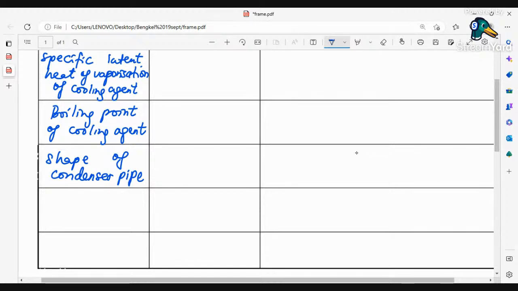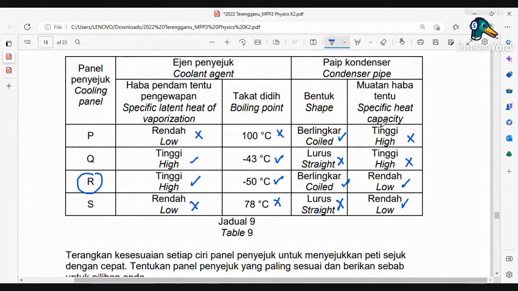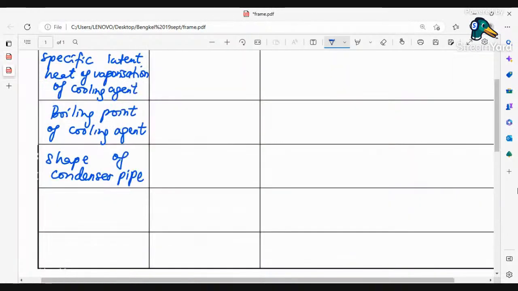And then the specific heat capacity. Specific heat capacity. Okay.